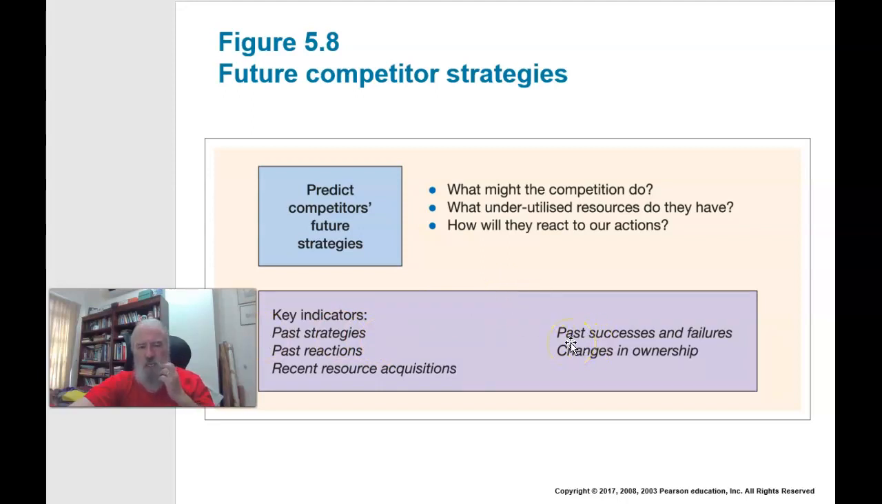One of the areas you need to look at here is what resources have they recently acquired, and have there been any changes in ownership? Because that might be a catalyst to a future change in strategy. So the key part of this analysis, I think the textbook is excellent on this point, is predicting competitors' future strategies. That's what you want to be doing. That is the job of a competitor analyst in a marketing department. And as Sun Tzu said, if you don't know your own strengths, then you don't know your competitors' strengths, then you're going to lose.